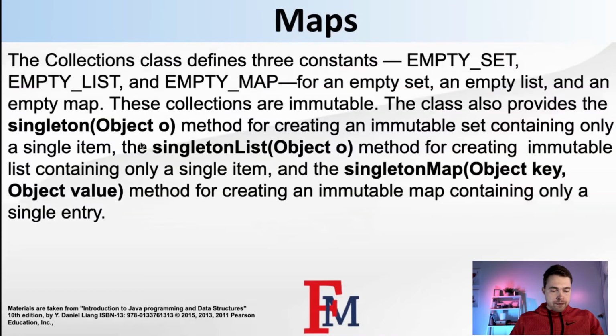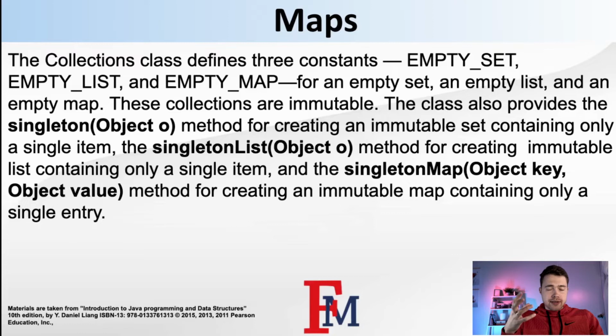In the Collections class, there are also three constants: empty set, empty list, empty map. They are spelled exactly that way. Can you guess what they do? They create an empty set, a set with nothing in it. It's very important to understand that an empty set is not a set which doesn't exist. No, it is a set which contains nothing. Imagine an array with the size of 0. The array still exists, there is just nothing in it.